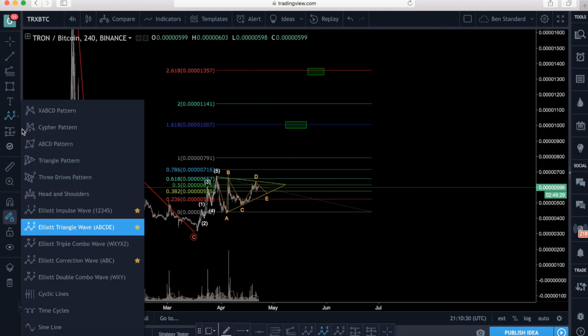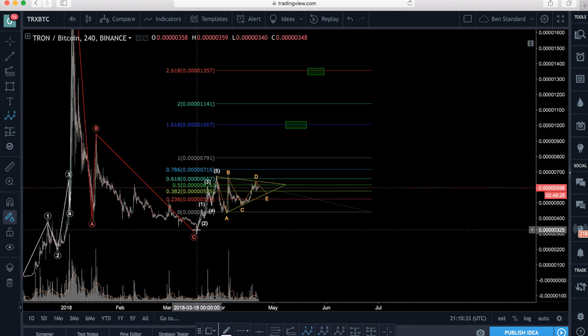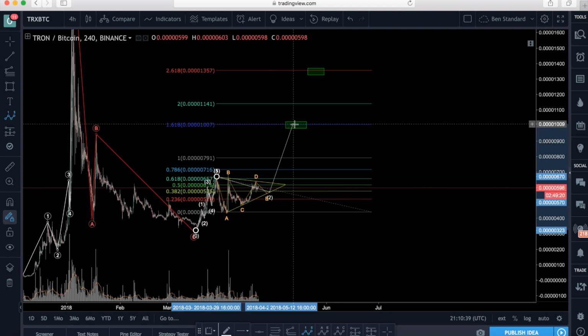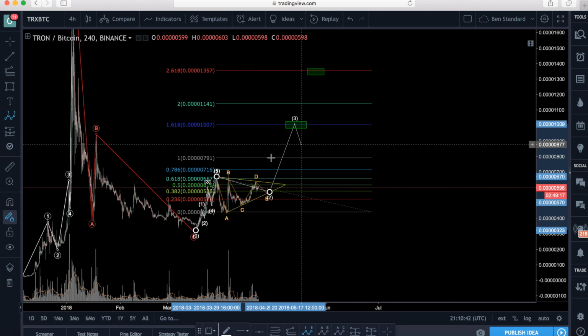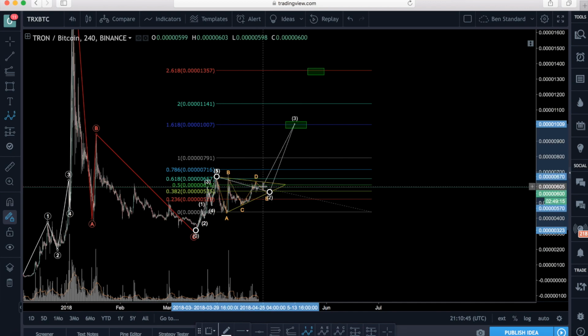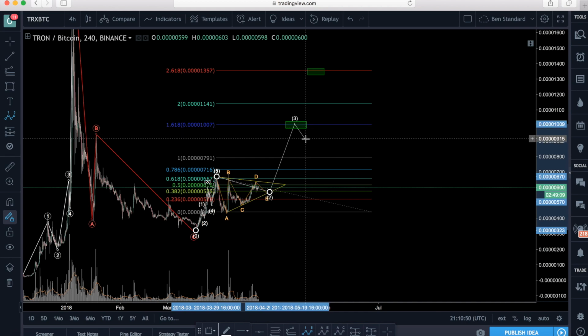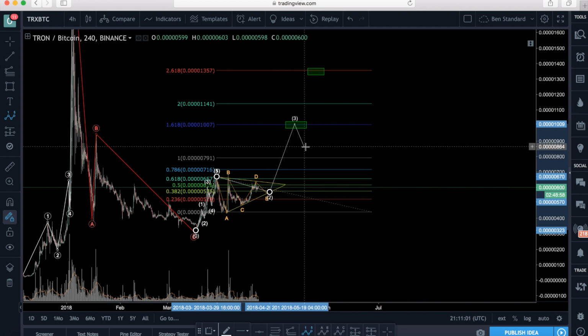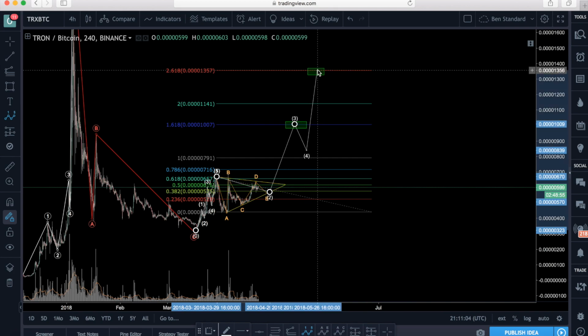So now we can draw first wave, second wave, third wave around here. Since the second wave was pretty long, the fourth wave tends to be shorter, and I think we're gonna correct down to a support area around here, something like this, and then we're gonna head up to the 2.618 area.